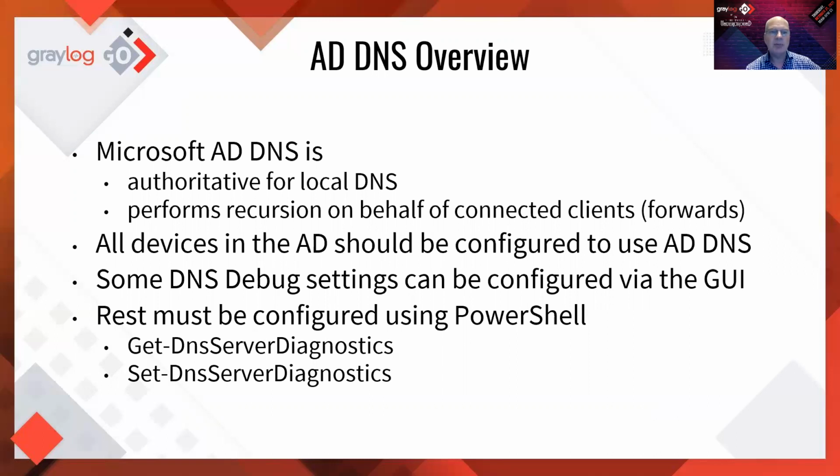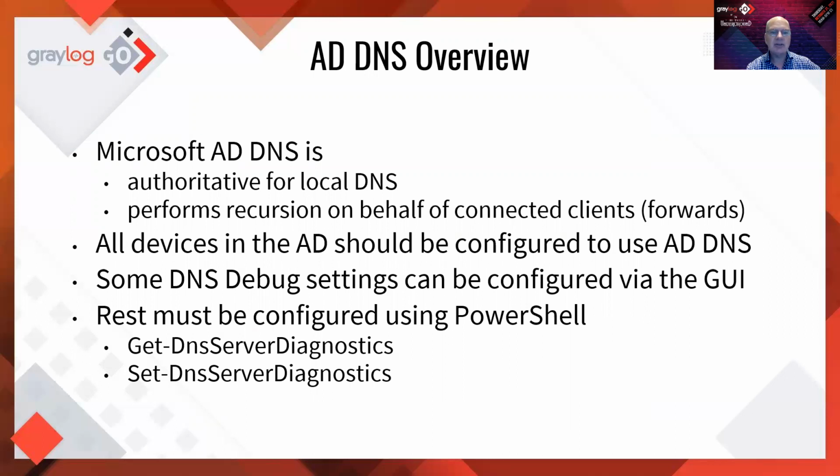Either the default would be to send them to the root servers, or secondarily, you can create forwarders that will forward specific queries or all queries to some known outside DNS server like Cloudflare or Quad9, something like that. All devices in an Active Directory should be configured to use your AD-DNS servers. Some DNS debug settings can be configured via the GUI. The rest must be configured using the following PowerShell commands.